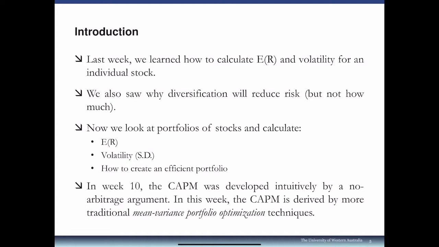In comparison to week 10, when CAPM was developed intuitively by a no-arbitrage argument. You may recall that we were saying only the systematic risk should be rewarded with a premium, not the unsystematic risk. That gives you an idea to say, I want to form a portfolio such that you will get rid of the unsystematic risk. So through that argument, we're saying, okay, maybe there's something called beta that gives me a reward for the systematic risk I'm taking. So we can derive CAPM in that way, but we never learned how to quantify beta. And so today we're going to derive CAPM again by the more traditional mean-variance portfolio optimization technique.